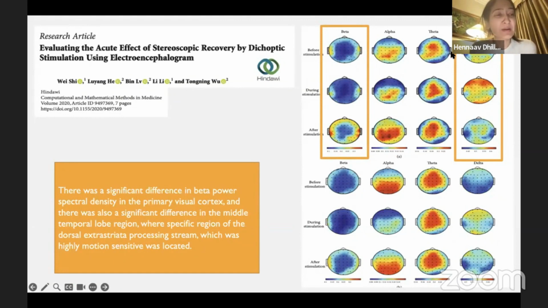It has been seen in a recent article in 2020, when they were evaluating the acute effect of stereoscopic recovery by dichoptic stimulation, they recorded the electroencephalogram waves in the brain as well, and they saw that by dichoptic stimulation, there was stimulation of the beta waves in the brain as well. There was significant difference in the beta power spectral density in the primary visual cortex, and there was also significant difference in the middle temporal lobe region, where the specific region of the dorsal extrastriate processing stream was, which led to a higher change in the mean visual acuity at follow-up, also a higher change in stereo acuity.